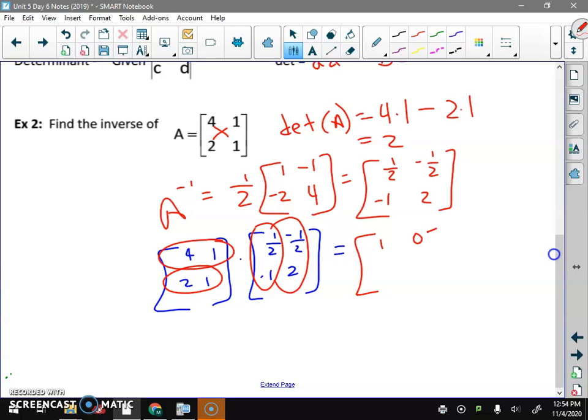Negative 2 plus 2 is 0. 2 times a half is 1. 1 times negative 1 is negative 1. Negative 1 plus 1 is 0. 2 times negative a half is negative 1. 1 times 2 is 2. 2 minus 1 is 1. Check. So that is a method of finding the inverse of a matrix. Only with 2x2s, and it's a good formula.